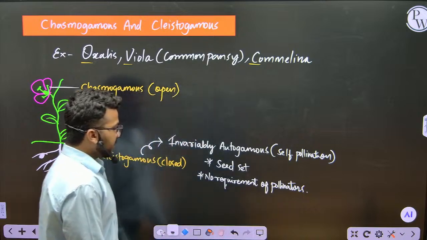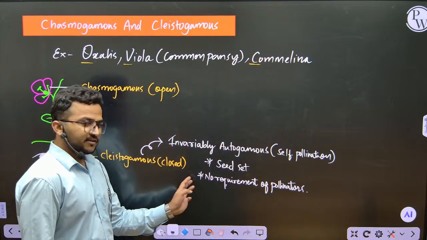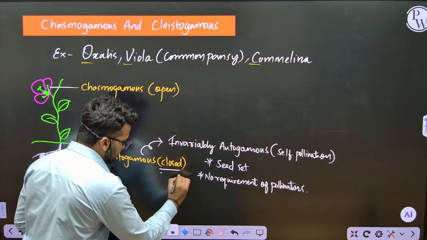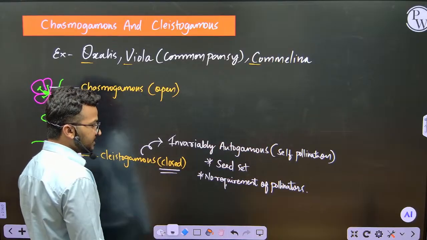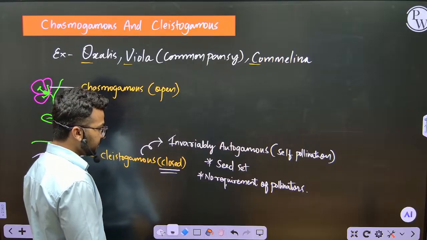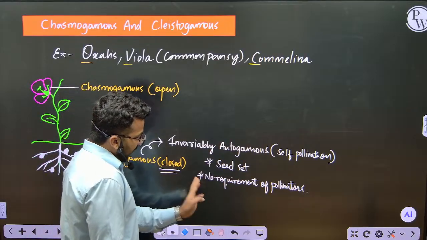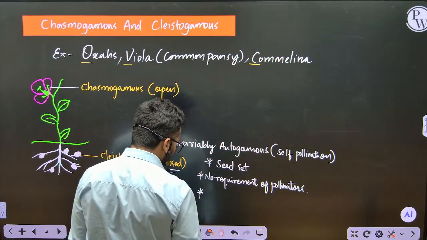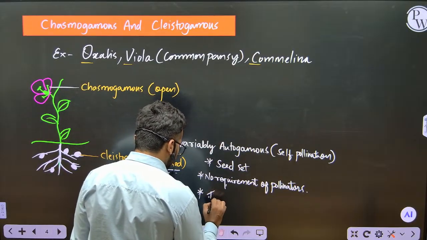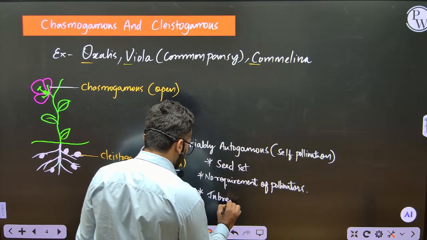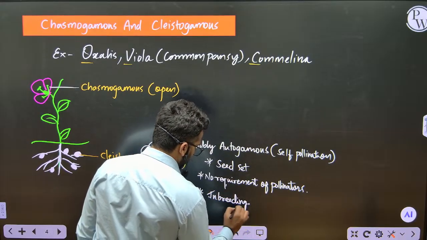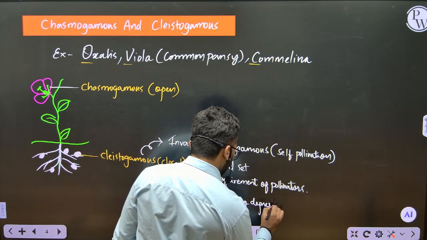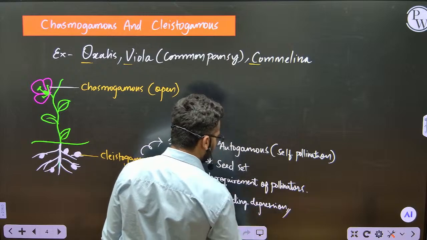So there is no requirement of pollinators. Pollinators are not required because the flower is closed, no? When it is closed, the pollination will be taking place within the same flower. And another one is the disadvantage. When it comes to the disadvantage, there is a chance of inbreeding depression in case of this.